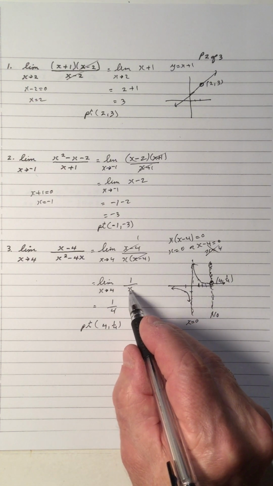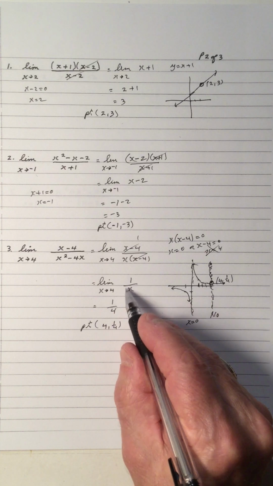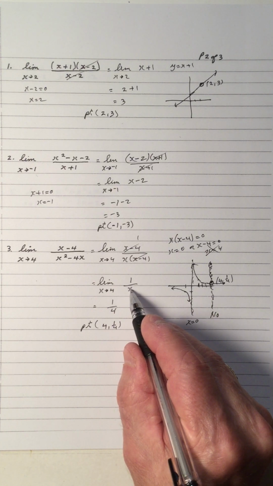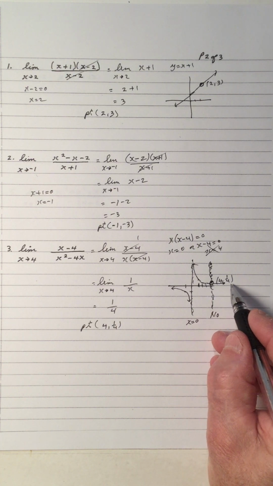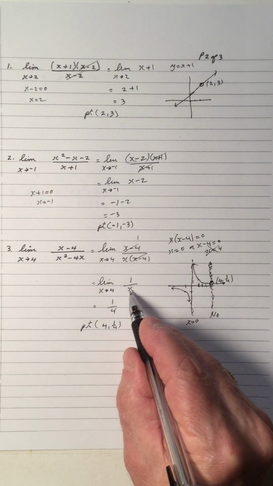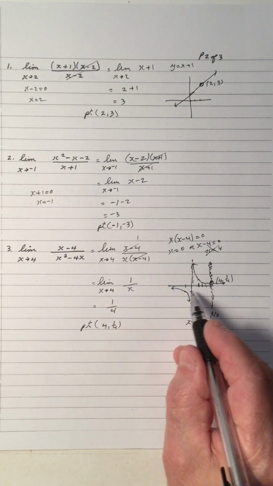And again, as x gets larger and larger, 1 over x goes to 0. So as x goes to positive infinity, y goes to 0 right there. As x goes to -infinity, y goes to 0 here.